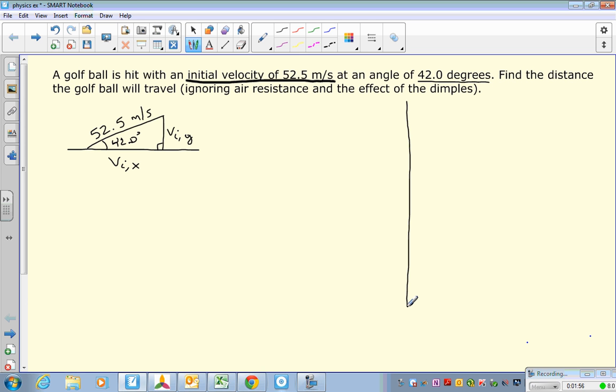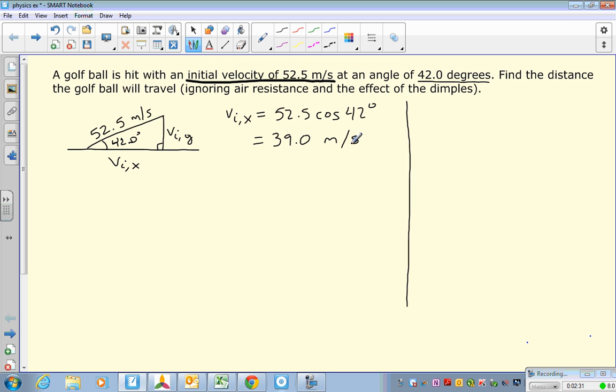So solving, since x is on the adjacent side to the angle, I'm going to use cosine. So Vi in the x direction is going to be 52.5, my initial velocity, cosine of my angle, 42 degrees. And so if you put that into your calculator, you end up getting that Vix is 39.0. The reason why I'm writing that 0.0 is because all of my stuff was given with 3 significant figures, so I want to keep that.